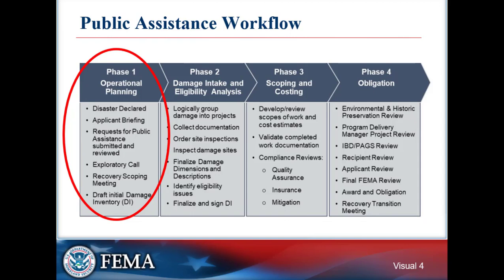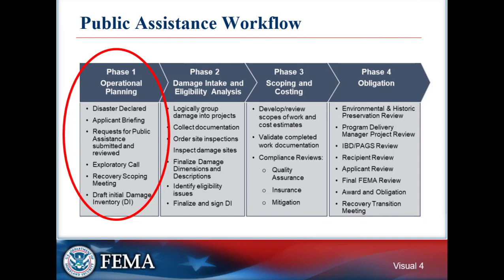So what you're looking at is a condensed version of what's considered the public assistance workflow. We break down how the PA process works into different phases. Operational planning is phase one. We're looking at the various tasks and objectives right there in that circle. We're going to be focusing on just this phase one today, and that includes the disaster being declared. There are applicant briefings, which are generally short meetings that your recipient, so again, your state, tribe, or territory, conducts to let you know that you're in a declared disaster and what to expect.